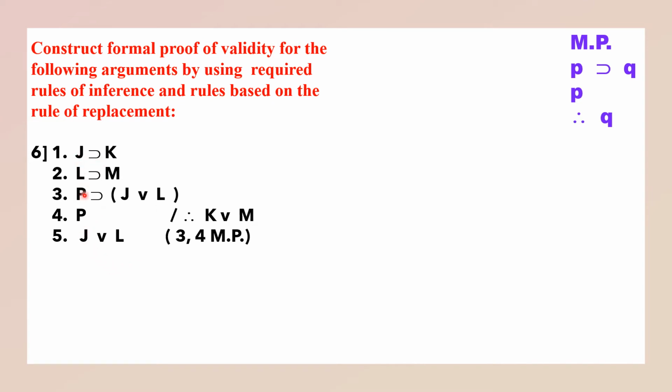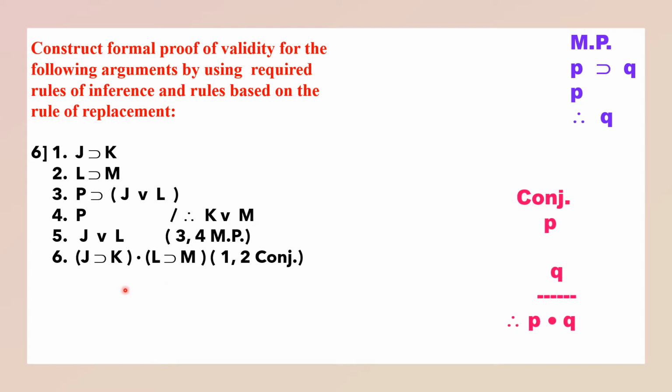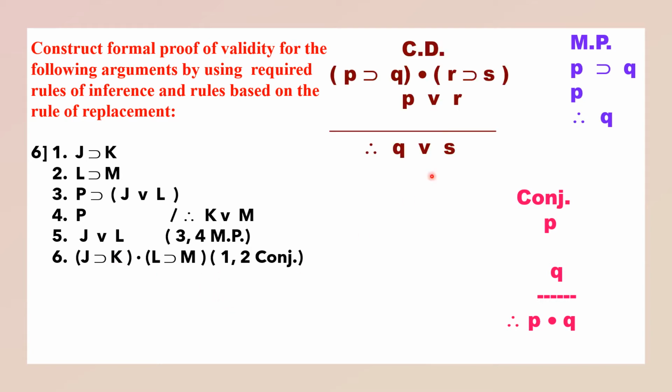Now here J and L are here. So we first join these two propositions by conjunction. There is only one rule by which you can join, and that is the rule of conjunction. Now we have their antecedents with us, so you can derive their consequents by the rule of CD. P implies Q dot R implies S, P wedge R, therefore Q wedge S. J horseshoe K dot L horseshoe M, J wedge L, therefore K wedge M. Thus we have arrived at the conclusion.